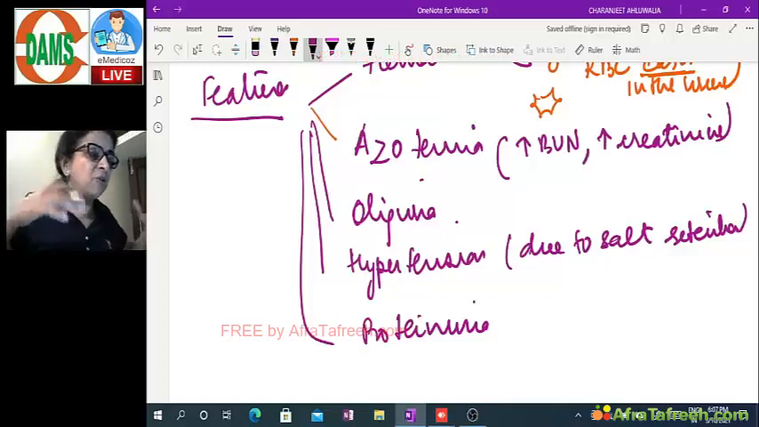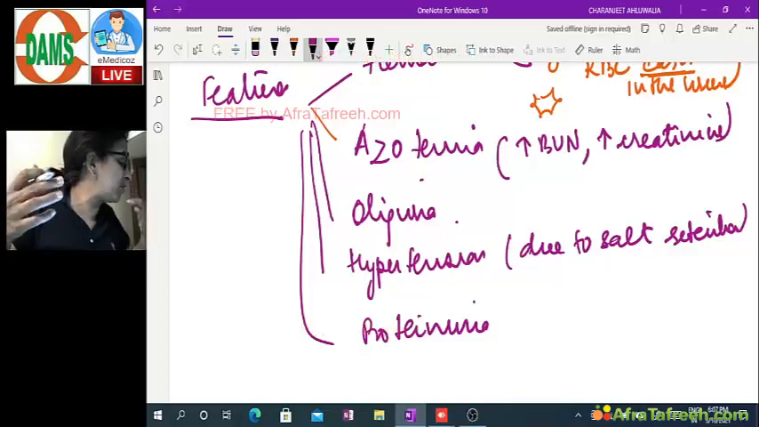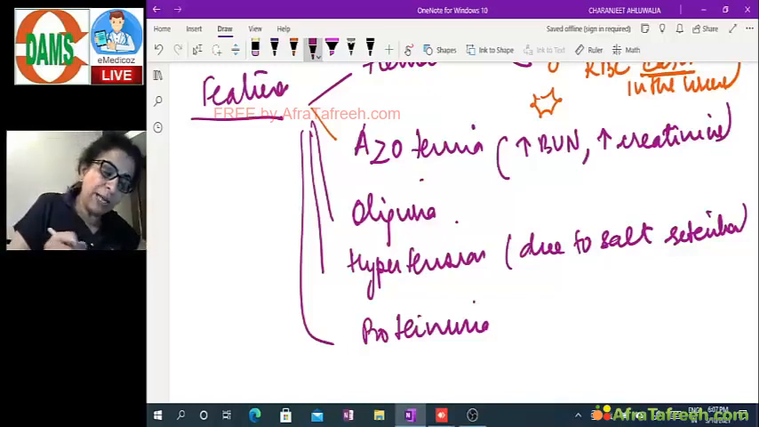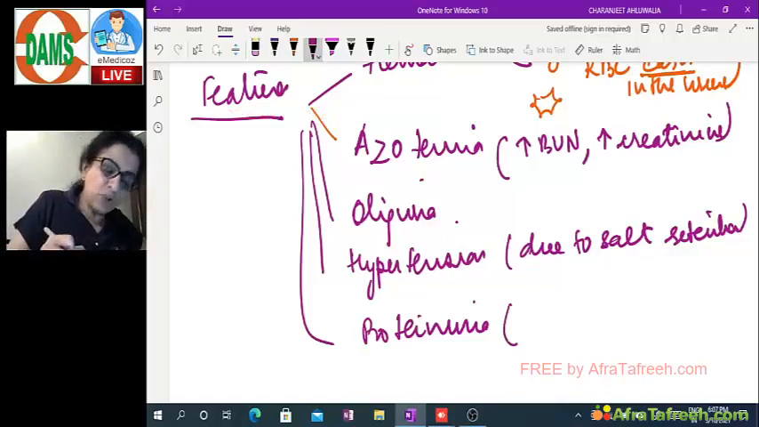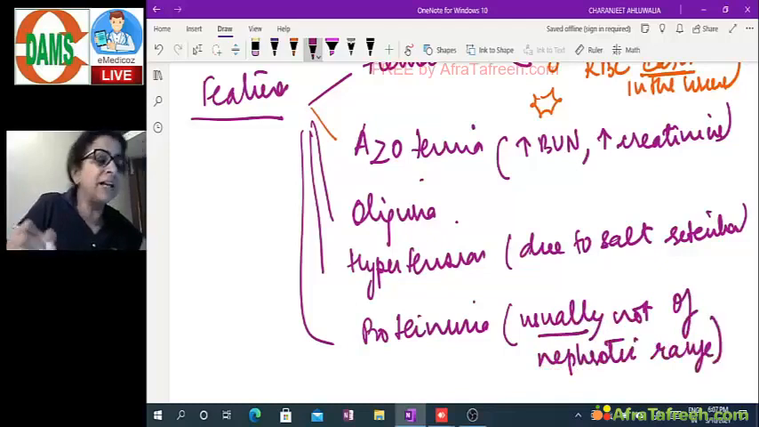In nephrotic syndrome, lots and lots of proteins are passed in the urine. By lots and lots, how much do I mean? More than 3.5 grams of proteins are passed every day in the urine. So proteinuria is present, but proteinuria is usually, I'm using the word usually, not of nephrotic range. It is not as much as nephrotic syndrome.